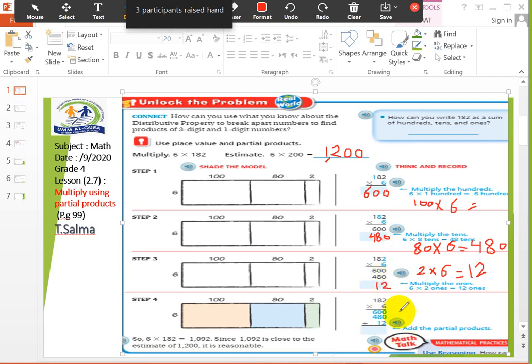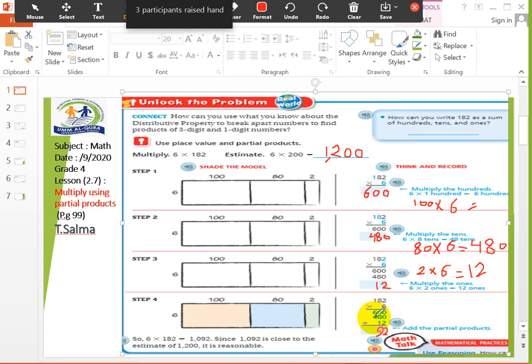The last step, I have to add all answers. How will I add all answers? I will start with what? With the ones digit. 0 plus 0 equals 0, plus 2 equals 2. So I have 2 in the ones. Now 0 plus 8 equals 8, plus 1 equals 9. So it will be 9 in the tens digit.